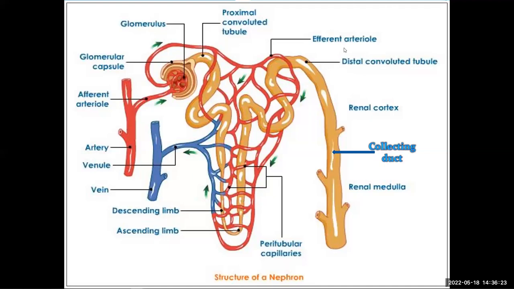So if ADH is secreted in your body, at the level of the collecting duct, which is what it does, it opens up channels such that water could be reabsorbed. So how does that affect the volume of your urine? Do you urinate more, or would you urinate less in the presence of ADH, an antidiuretic? A diuretic makes you urinate. Antidiuretic, what does it do? Stop urination. So in the presence of ADH, you actually urinate less.